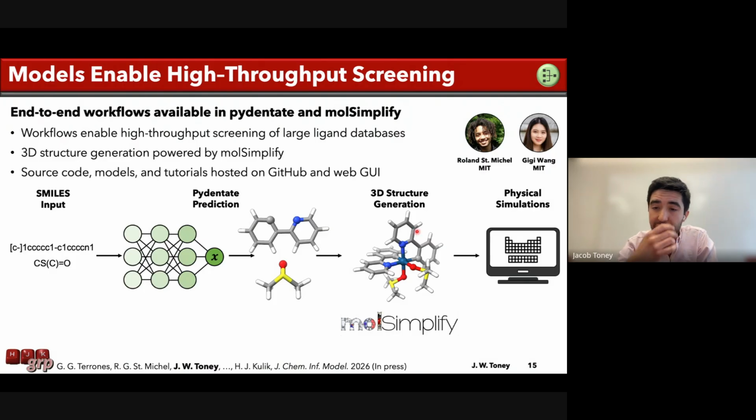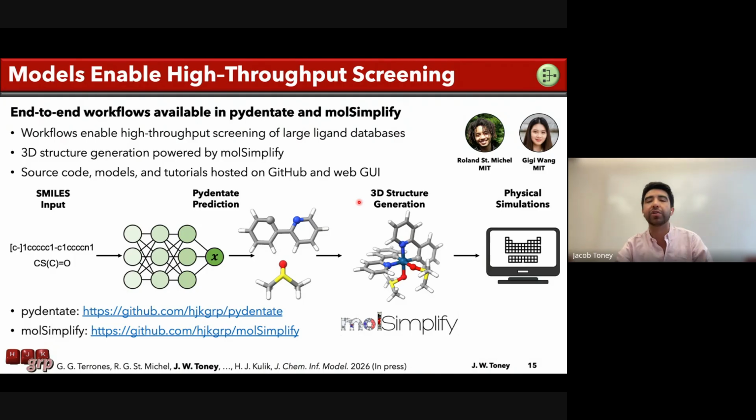The source code, models, and tutorials are all hosted on GitHub along with the web GUI for just making very easy one-off predictions. And yeah, the GitHubs are shown here, for the very easy prediction of coordination modes and generation of structures.